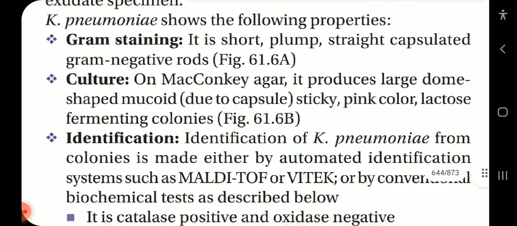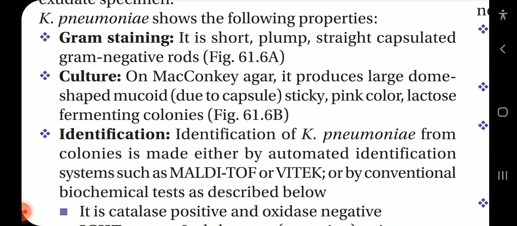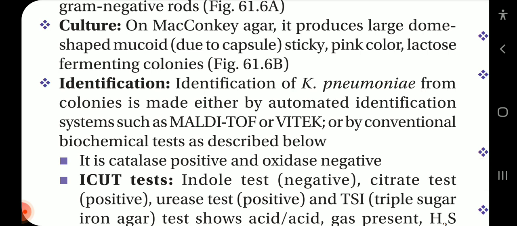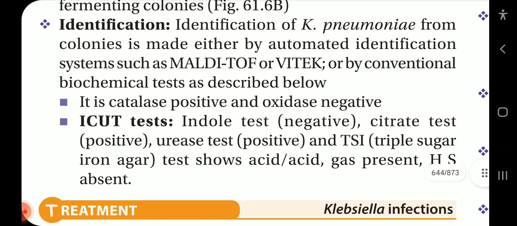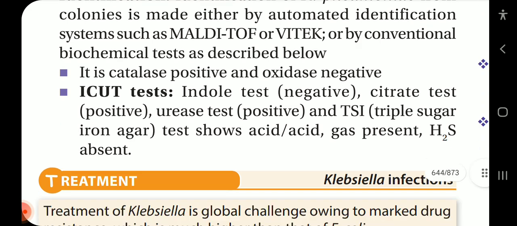Klebsiella pneumoniae shows the following properties. Gram staining: short, plump, straight, capsulated gram-negative rods. A culture on MacConkey agar produces large, dome-shaped, mucoid (due to capsule), sticky, pink-colored lactose fermenting colonies. Identification of Klebsiella pneumoniae from the colonies is made either by an automated identification system such as Vitek or by conventional biochemical tests as described. Catalase positive and oxidase negative, indole test negative, citrate test positive, urease test positive, and TSI (triple sugar iron) test shows acid and gas present, H2S absent.